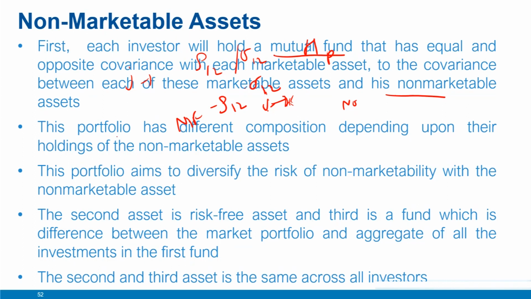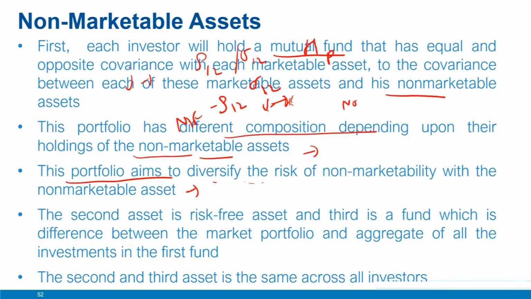So this also means that this portfolio, this mutual fund, has a different composition for each individual investor, which depends on his holding of non-marketable assets. This is very interesting, and it provides the justification that different individuals do not necessarily hold 1, 2 or 3 market portfolios as predicted by some previous versions of CAPM. Their holdings depend on their ownership of non-marketable assets. Essentially, the intuition behind the construction of this portfolio is to diversify the risk of non-marketability of the non-marketable assets held by that investor.